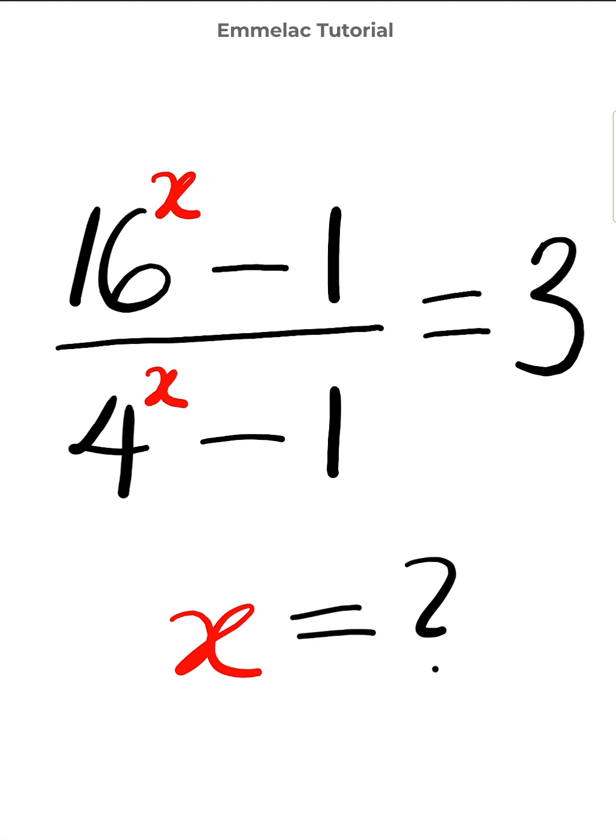Okay, now first of all, let's take note that if our final answer here is 3, it implies that x must not be 0. Okay, x must not be 0. So how then do we get started? Now let's do this.